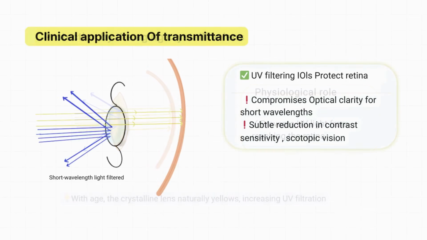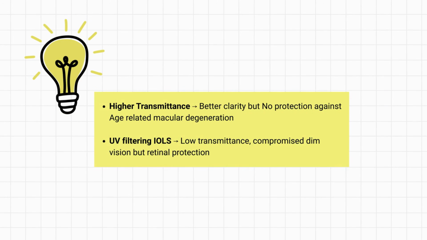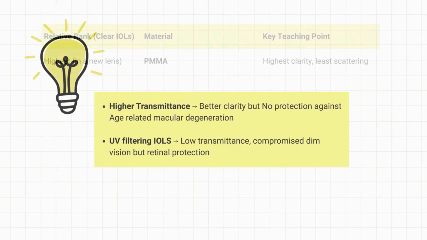That is why the modern IOLs include UV filters and often blue light filtering chromophores. This provides retinal protection but with a trade-off. A slight reduction in the scotopic dim light vision and subtle changes in the contrast perception is seen. So clinically, higher transmittance improves clarity, but selective filtering using the chromophores improves retinal safety.